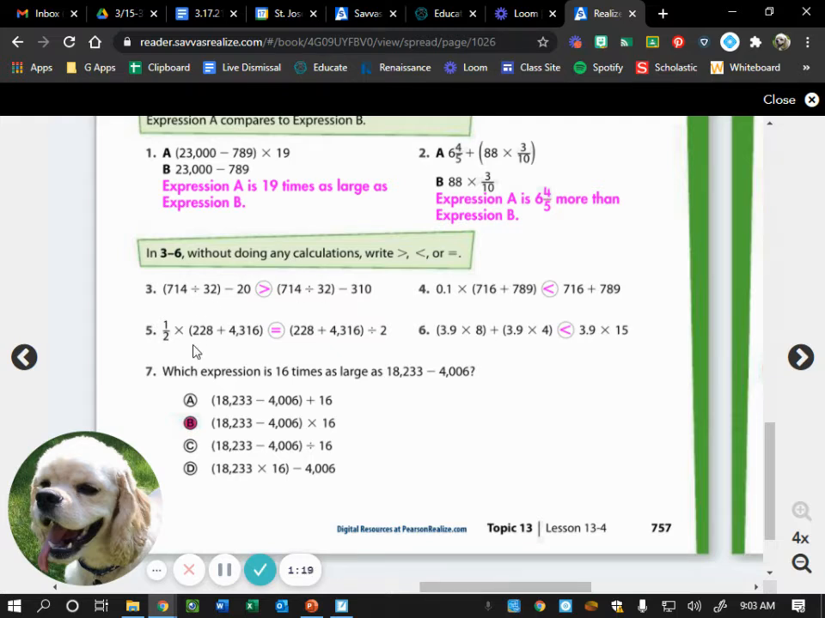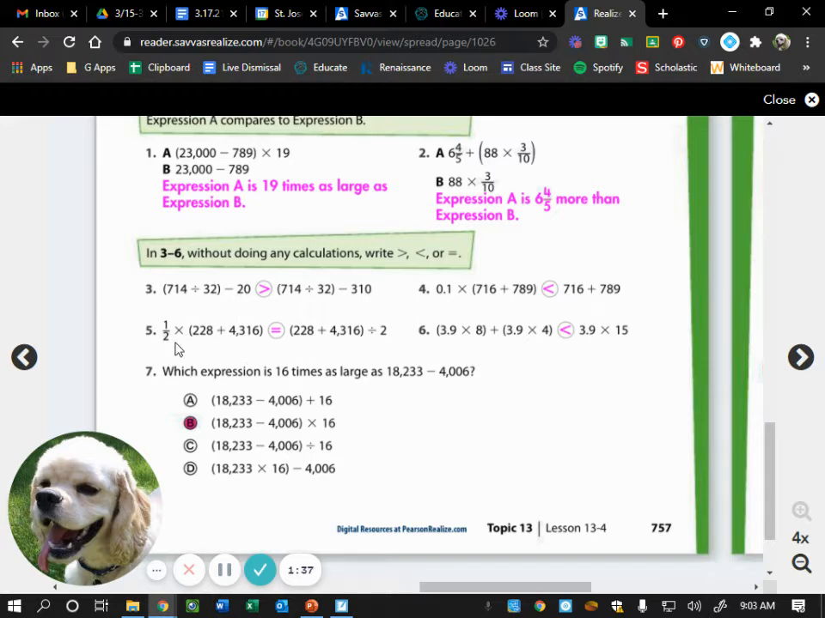All right. So number 5, on both sides, we have 228 plus 4,316. However, hey, Mrs. Cummings, could I ask that you take from the bottom row? Sure. Thank you so much.